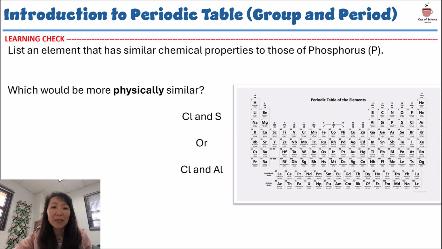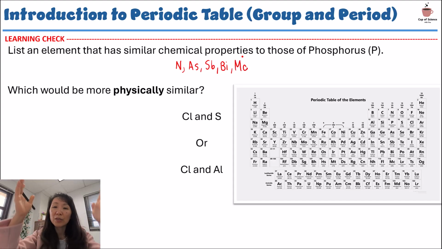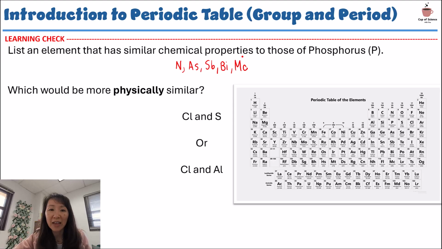List an element that has a similar chemical property to phosphorus. So here's phosphorus right here, and we want elements that are chemically, not physically, but chemically similar to phosphorus. So we're going to look at that family going down the line like this, okay? And we're going to name all of them. N, As, Sb, Bi, Mc. So those are all chemically similar down that line.